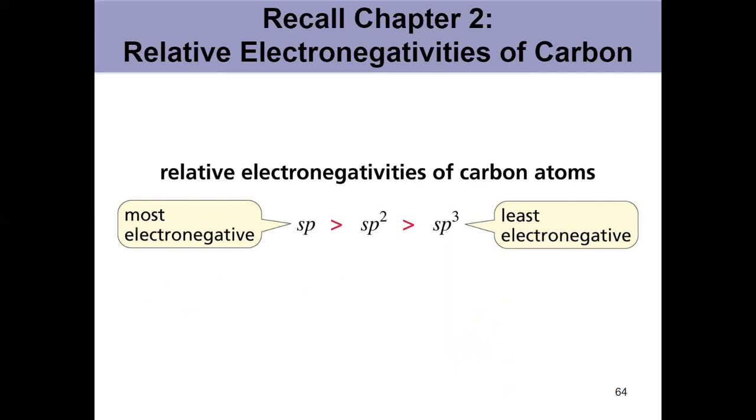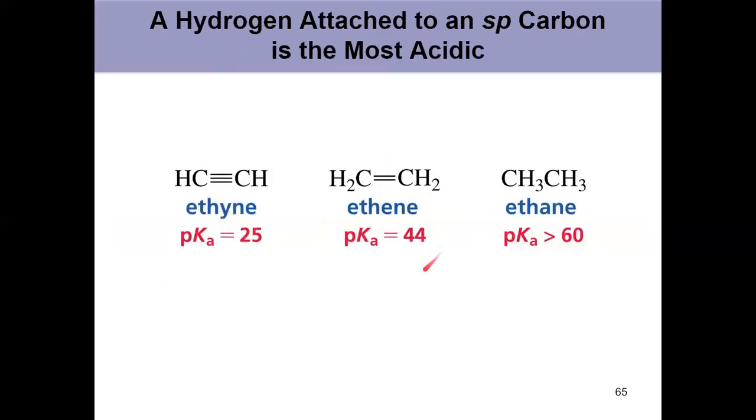Thinking all the way back to chapter 2, different electronegativities of carbon, right? The higher the s character, the more electronegative something is. So something that's sp, 50% s, 50% p, is more electronegative than sp3, 25% s, 75% p. More electronegative means that hydrogens attached to sp carbons are more acidic, relative to the others.